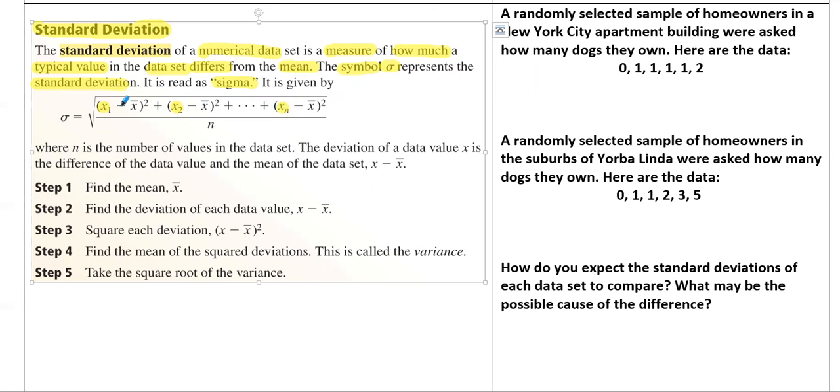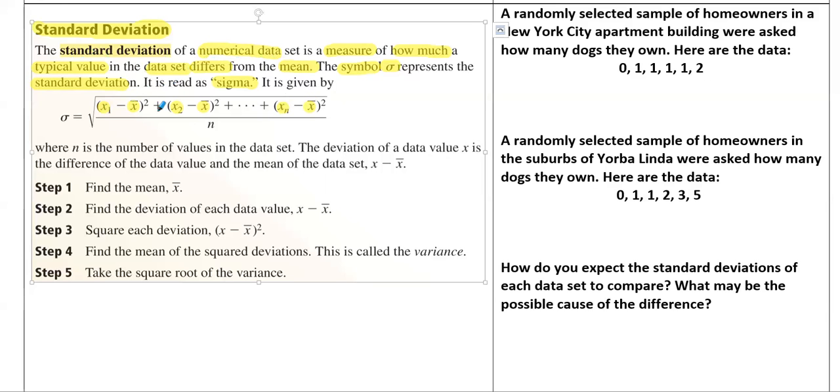And notice what we're doing every time. Since it's a measure of how much a typical value in the data set differs from the mean, differs is difference, we're going to take that data value and we're going to subtract X bar. That's the difference between the data value and the mean. Remember, X bar is the mean. Now on this one, it's the difference between the second data value in the data set and the mean. This one is the last data value in the data set. N just means if there's 12 data values in the data set, this is X sub 12, the last data value in the data set, minus the mean.